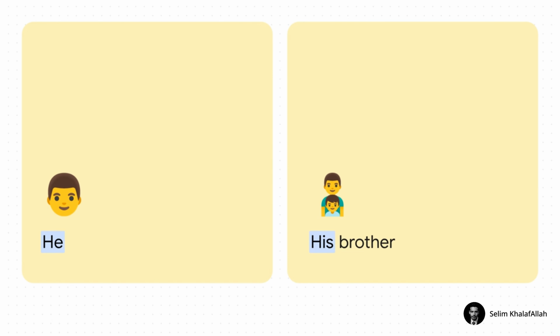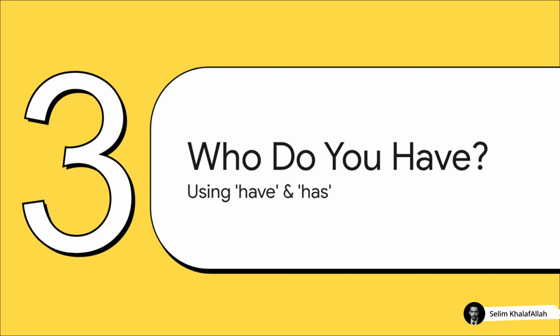Let's really focus on this for a second. So for a man or a boy, we use he. But when we talk about something that belongs to him, like his brother, he changes to his. See how that works? We say his brother. And it's the same idea for a woman or a girl. We start with she. But to say that the sister belongs to her, we change the word to her. So you connect them by saying her sister. You're doing great.